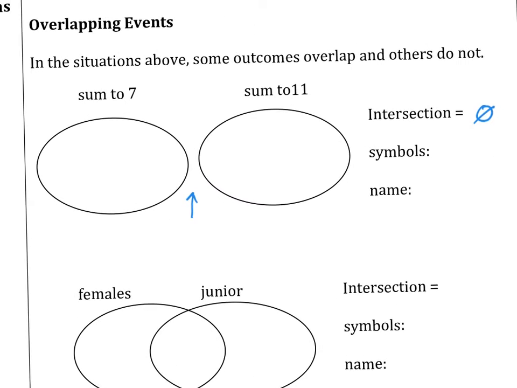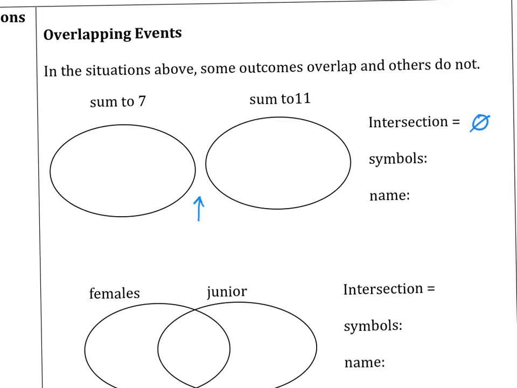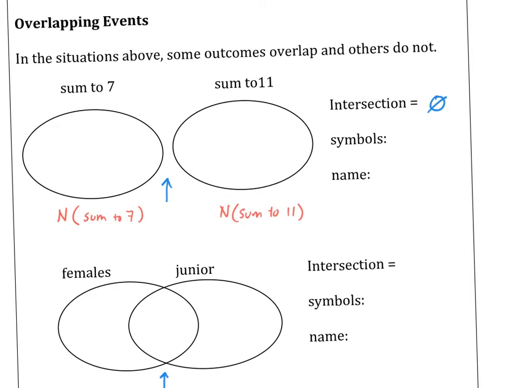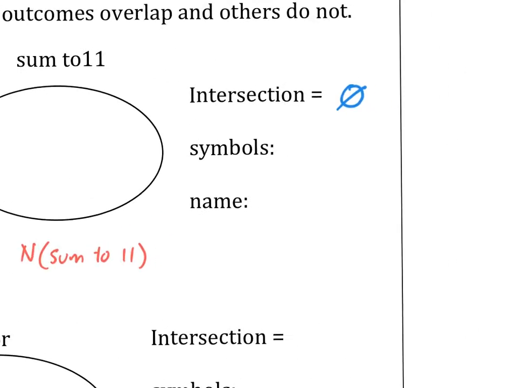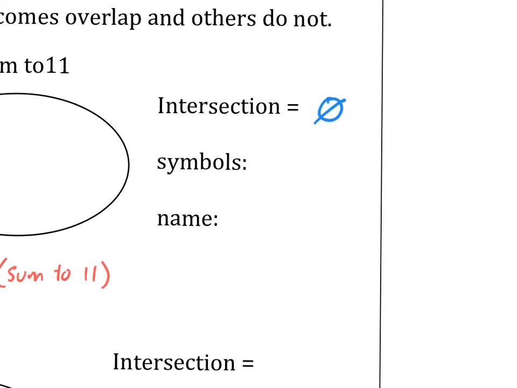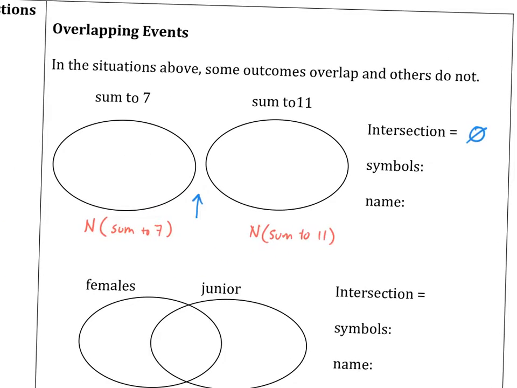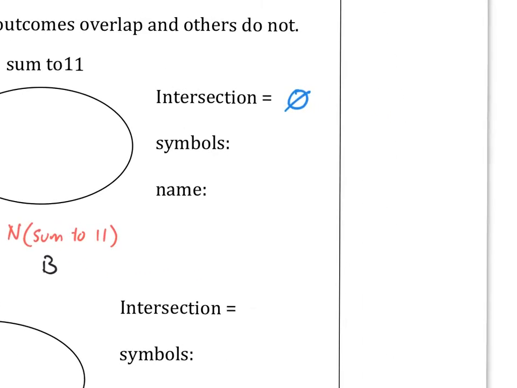So over here, if we were talking about just counting things that happen, this would be the number of things that sum to 7. This here would be the number of things that sum to 11. And since there is no intersection, we can write that in symbols. The symbols pretty much go like this. If this is set A, this is set B, just to save space, we'll just call it A and B.